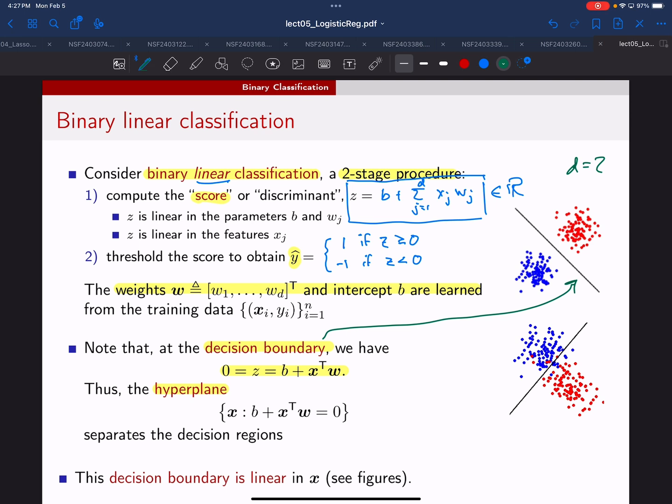Not a line, but since we're working in 3D, it's a plane, right? Yeah, it's a 2D plane. So generally speaking, when we're in a d-dimensional space, this decision boundary is going to be d minus 1 dimensional. So for a 3-dimensional feature space, there's going to be a 2-dimensional plane, cutting it into 2 halves, splitting it linearly.